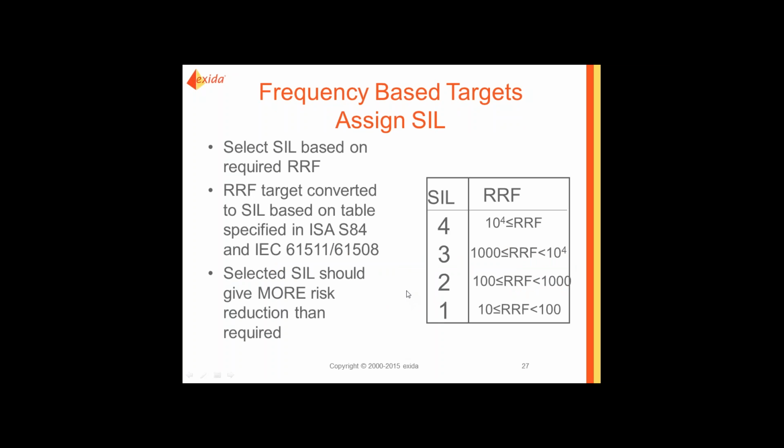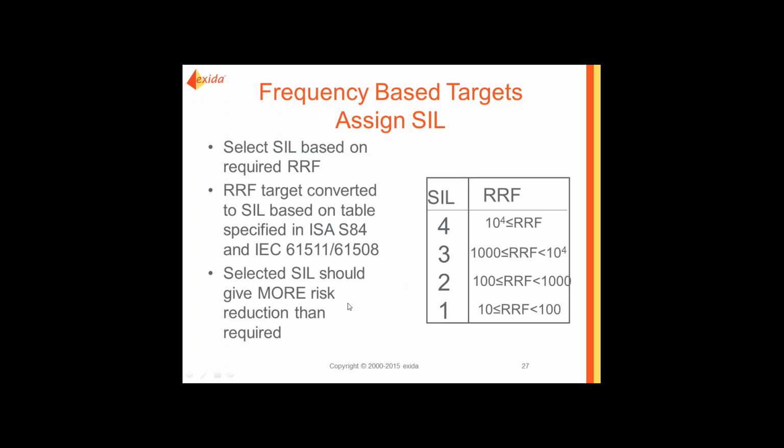So here we have an example. Let's say we would select our SIL based upon our risk reduction factor, and as I mentioned before, the risk reduction factor correlates to the actual SIL levels. You can see here a risk reduction factor between 10 and 99 would be a SIL 1, 100 to 999 is a SIL 2, 1,000 to 9,999 is a SIL 3, and then SIL 4 beyond. This is based upon the tables specified in ISA S84 or the IEC 61511 or 61508.